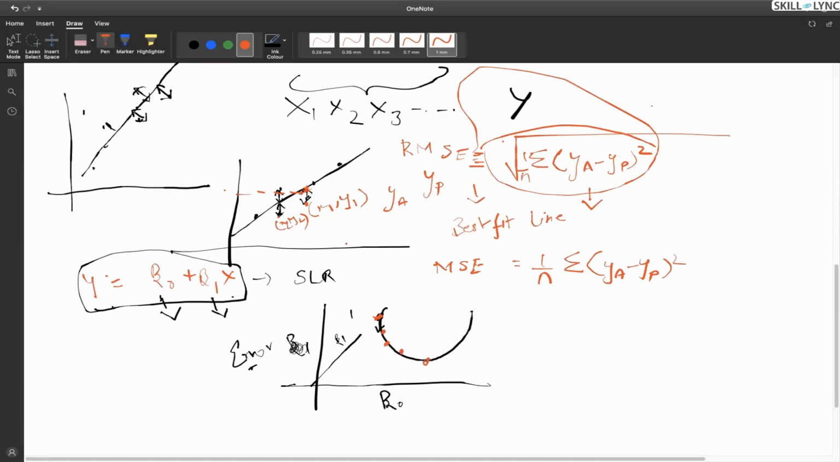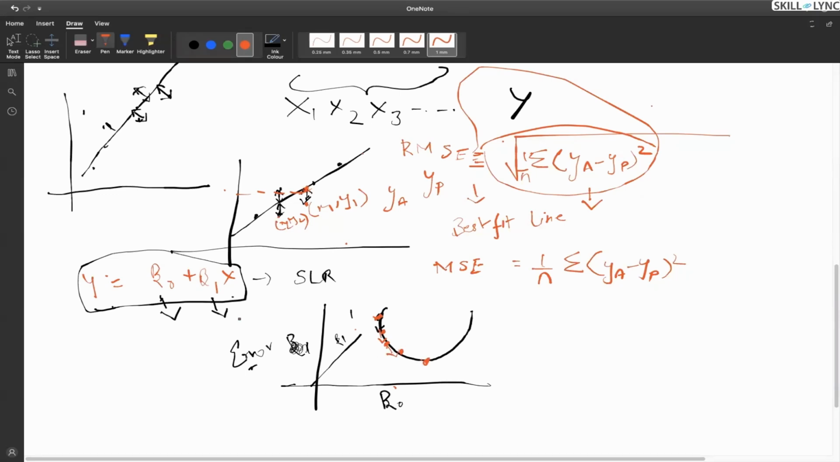So if the error is minima, for which particular beta naught and beta 1 your error is minimum, we will take that beta naught and beta 1 and that will be considered as your best fit line. So far so good. But how we are moving down? How can we make sure that we are moving down? For that, there is a concept of tangents, right?